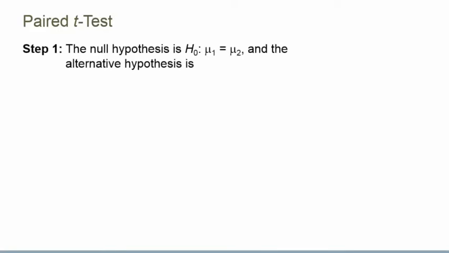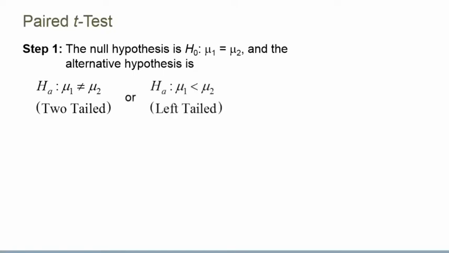Paired t-test. Step 1. The null hypothesis is H sub 0: mu sub 1 equals mu sub 2, and the alternative hypothesis is H sub a: mu sub 1 does not equal mu sub 2, two-tailed. Or H sub a: mu sub 1 less than mu sub 2, left-tailed. Or H sub a: mu sub 1 greater than mu sub 2, right-tailed.